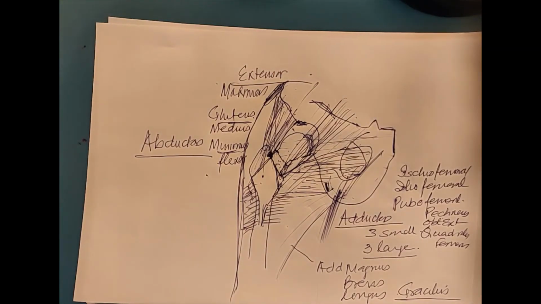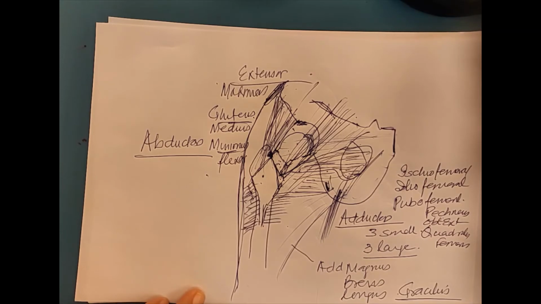Gluteus medius, minimus, maximus, outer surface, supported by tensor fascia lata from the iliac tuberosity. And the 3 small adductors are pectineus, obturator externus sandwiched between pectineus anteriorly and quadratus femoris behind. And then you have the adductor magnus, brevis and longus attached to the linea aspera.